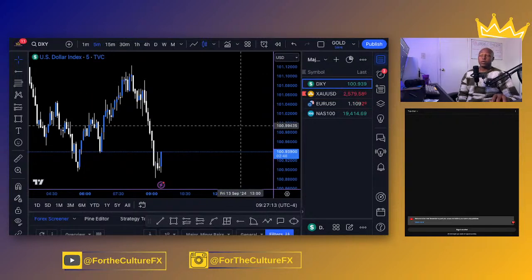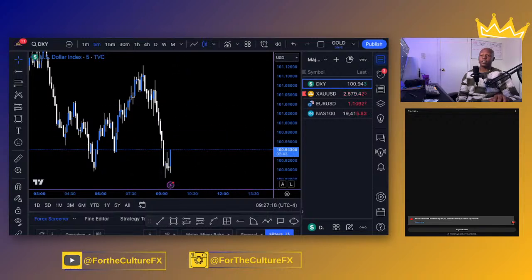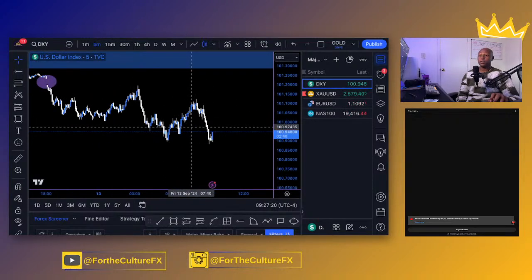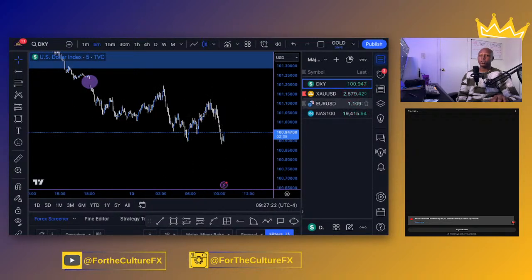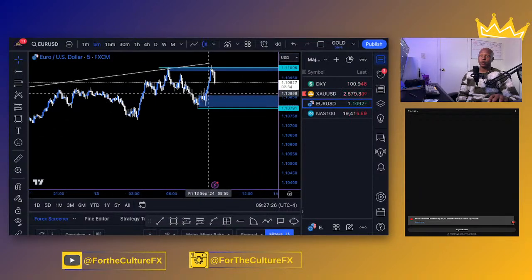Same thing with the DXY is starting to correct. So we got a shallow break here, correction. It just depends on how high this correction is going to go. For EU, we want to see that correction come back down to here.